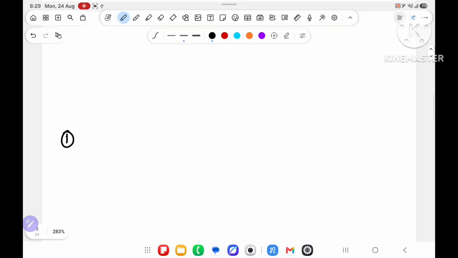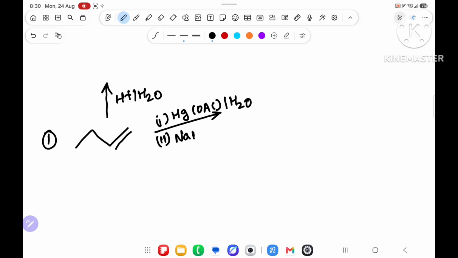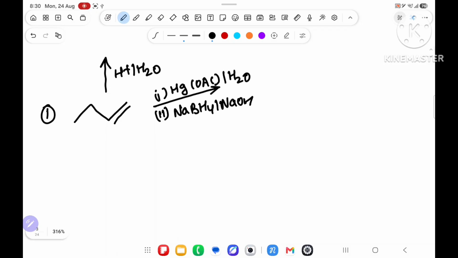Suppose, first question I have written over here. Over here I have written H plus H2O. I have written first reagent as HgOAc in presence of H2O, and second reagent as NaBH4 in presence of NaOH.